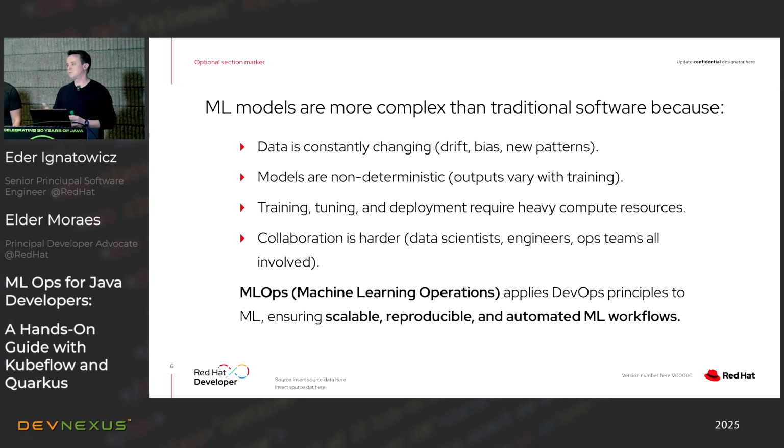And what is MLOps, machine learning operations, that we just call MLOps right now? It takes all the DevOps principles and practices that we established over the last 15 years of development and applies them to machine learning, to make putting models in production scalable, reproducible, and automatable.